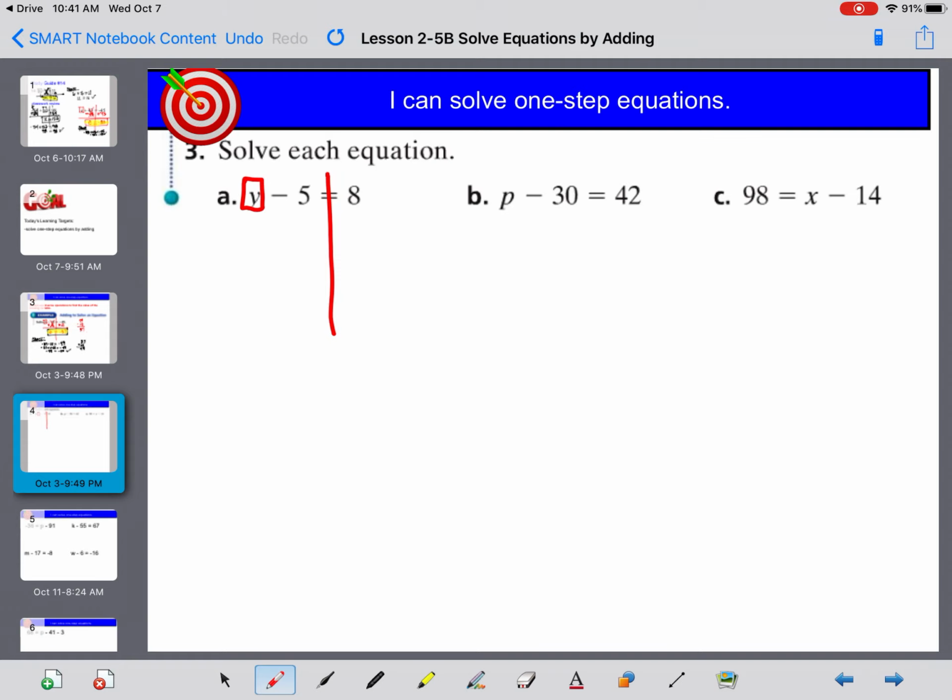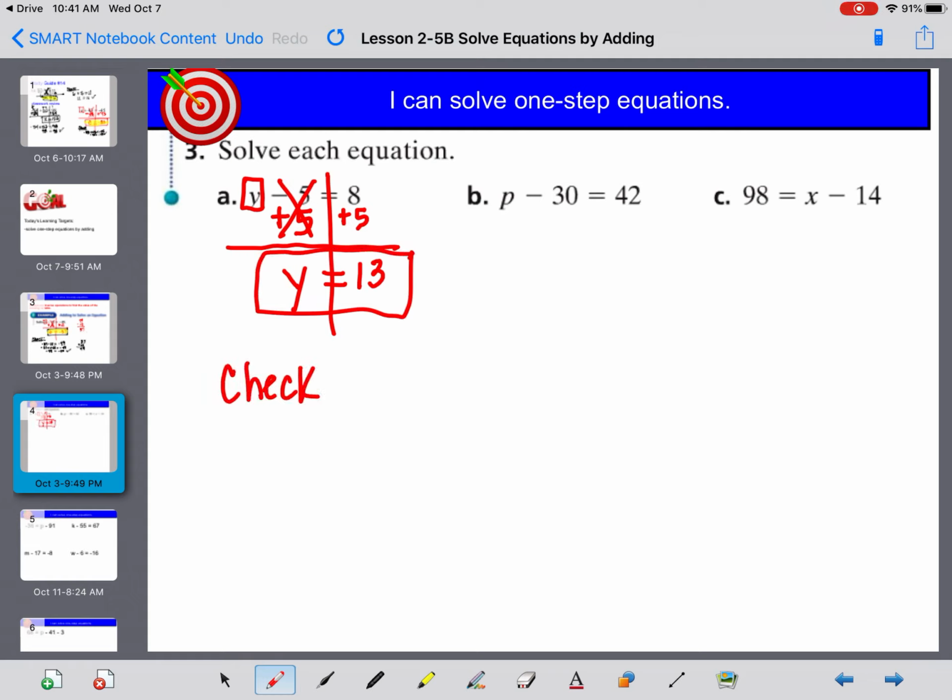With every one of these, I'm trying to find out what the value of the variable is. So I see it's subtracting 5. The inverse of subtracting 5 is adding 5. So now I've got y by itself and y equals 13. Your job would be to check it by substituting it back in, and you get 13 minus 5 equals 8.